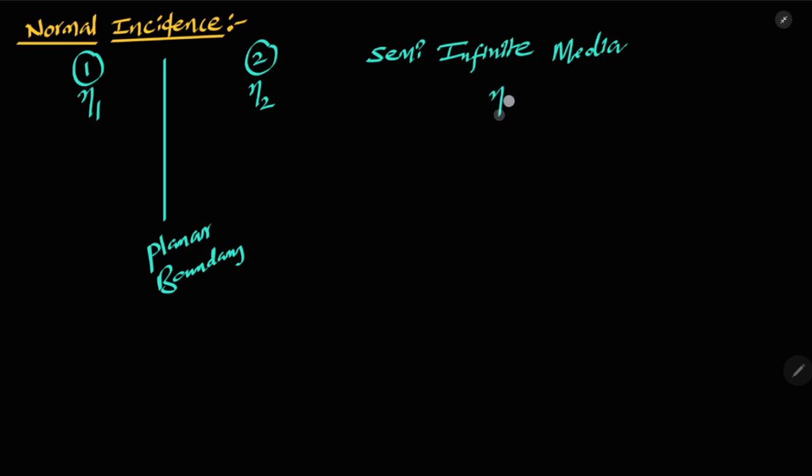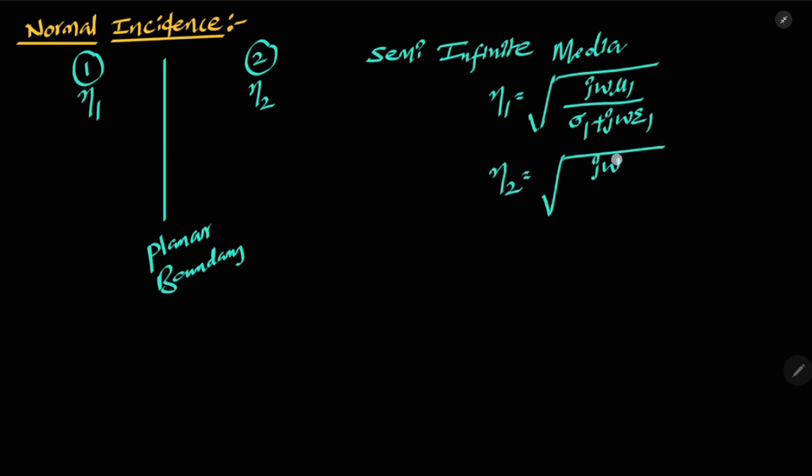Generally eta 1 is given by the square root of j omega mu 1 by sigma 1 plus j omega epsilon 1. And eta 2 is the intrinsic impedance of medium 2, that is the square root of j omega mu 2 by sigma 2 plus j omega epsilon 2. Here mu 1, sigma 1 and epsilon 1 are related to medium 1, and mu 2, sigma 2 and epsilon 2 are related to medium 2. So eta 1 is the intrinsic impedance of medium 1, and eta 2 is the intrinsic impedance of medium 2.